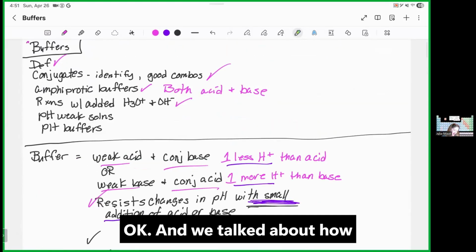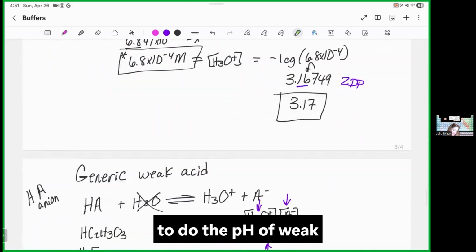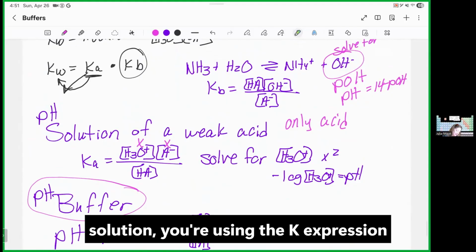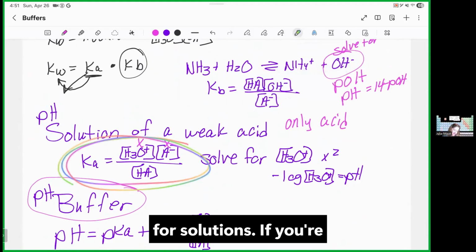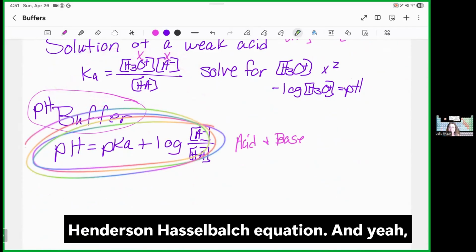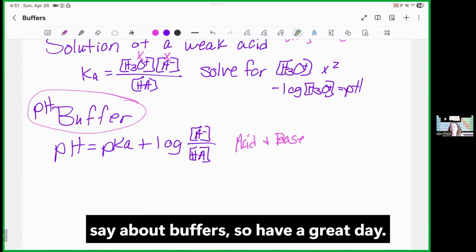Okay, and we talked about how to do the pH of weak solutions, right? If you're doing a solution, you're using the K expression for solutions. If you're doing a buffer, you're using the Henderson Hasselbalch equation. And yeah, I think that is all I have to say about buffers.